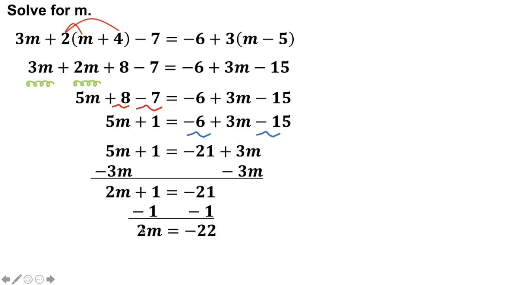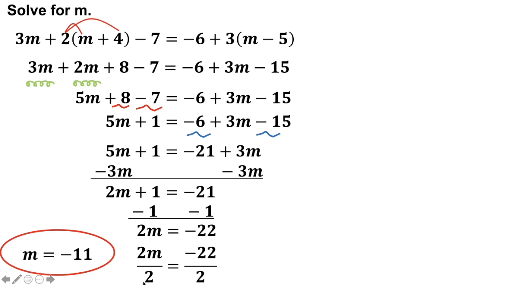And this is 2 times m. So the opposite of multiplication is division. I'm going to divide both sides by 2. Okay, and that will give me m equals negative 11. This should be your final answer on this one.